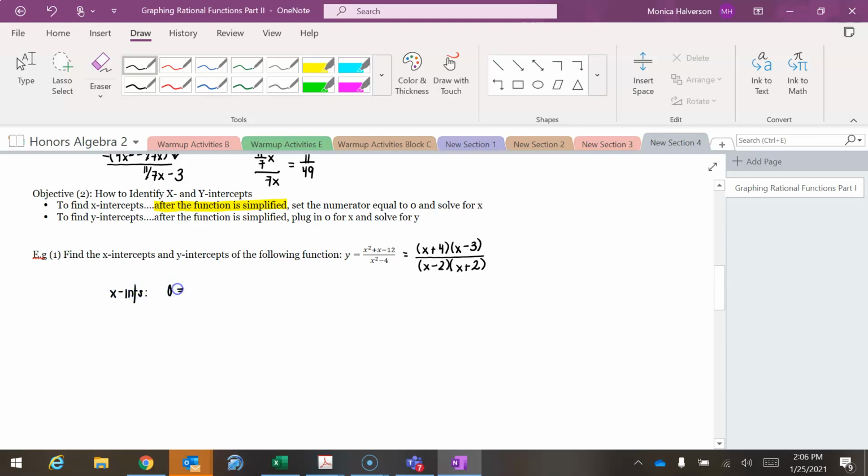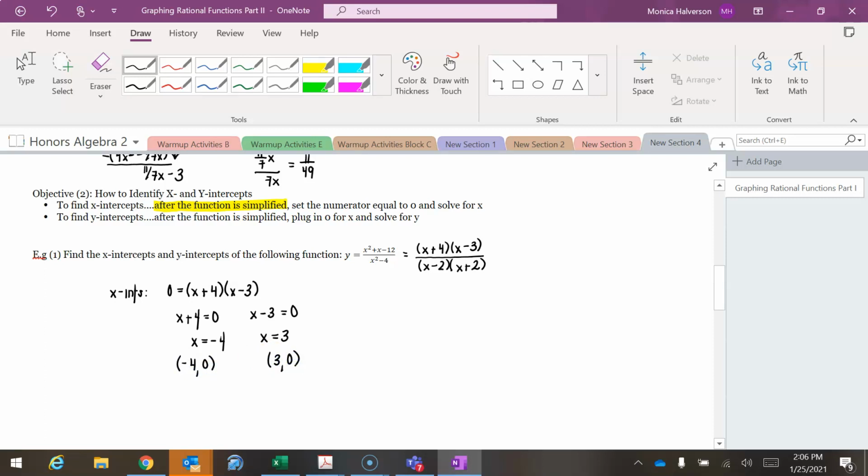Okay? So now, in order to find the x-intercepts, you are going to set the numerator equal to 0. So our numerator is x plus 4, x minus 3. So our x-intercepts are going to be found by setting each factor equal to 0 in the numerator. And we get x equals -4 and x equals 3. And remember, the x-intercepts are points. So -4, 0, and 3, 0.